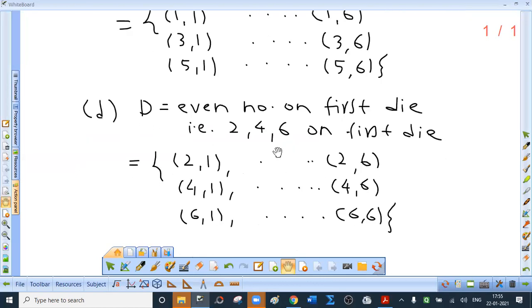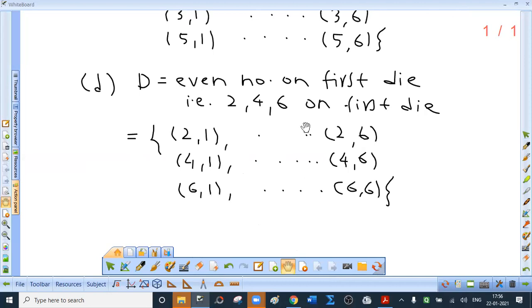Now D part, event of even number on the first die, means score, that is a number on the first die is either 2, 4 or 6. So 2 1, 2 2 up to 2 6, 4 1, 4 2 up to 4 6, 6 1, 6 2 up to 6 6. So these are the sample points. Again you have to write all. This is not the correct way to write sample points.